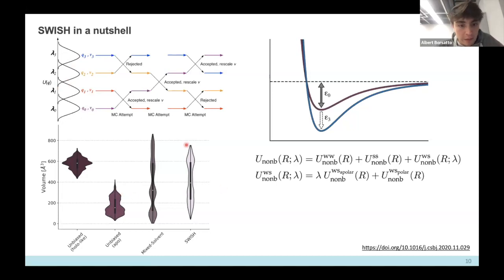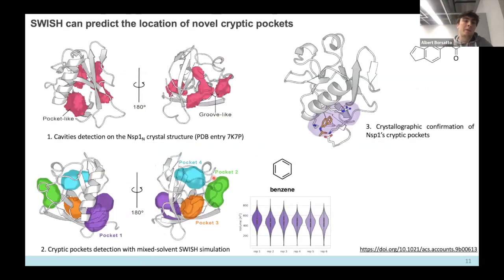So now if we look at the results from SWISH simulations for TEM1 beta-lactamase, we get a higher median value of volume for the pocket with respect to the previous mixed solvent simulation, for example. We tested this scheme also in other proteins, and it turns out to be quite effective in sampling the opening of cryptic pockets. So we asked ourselves if we could actually use SWISH to predict novel cryptic pockets.